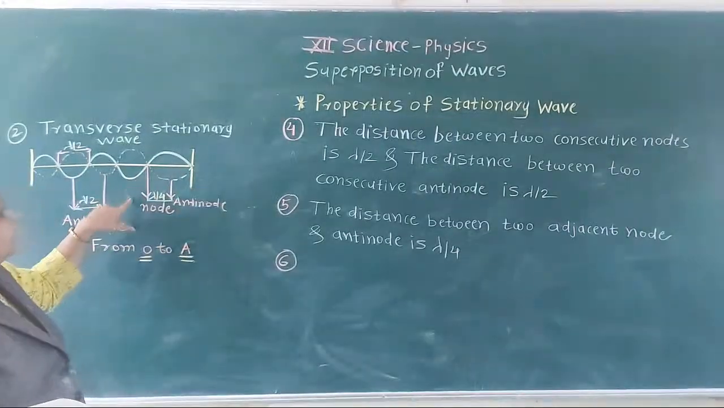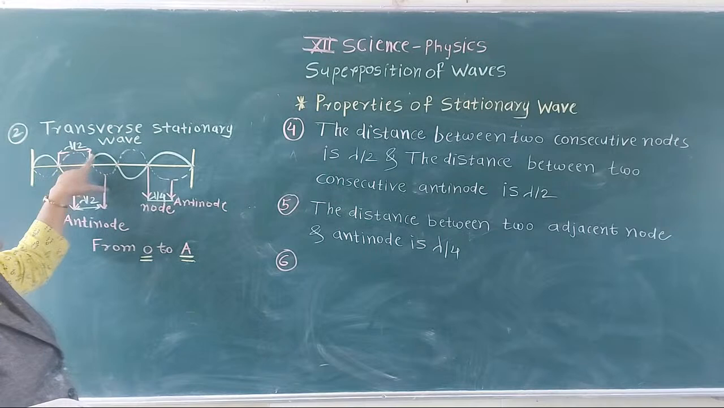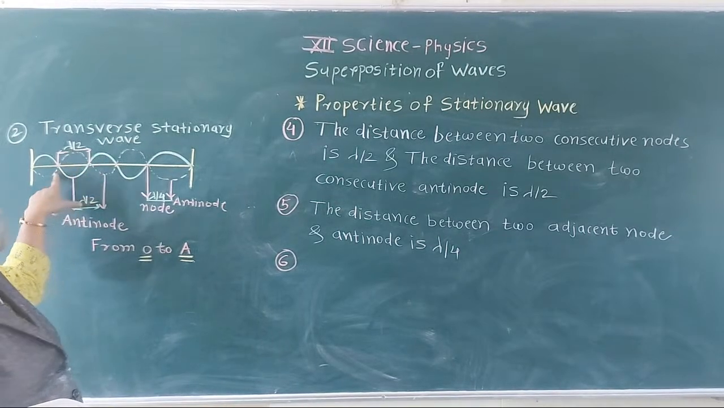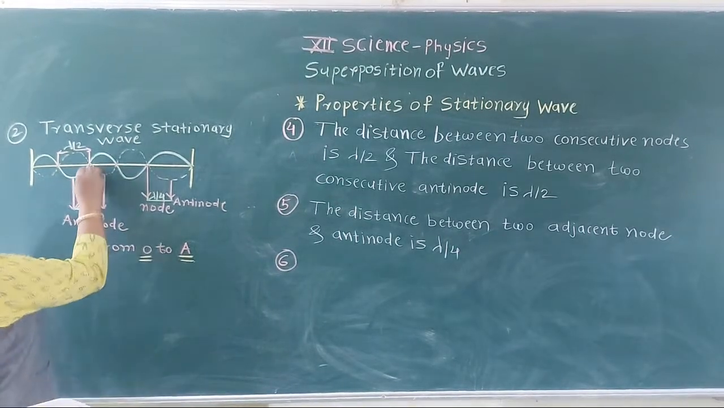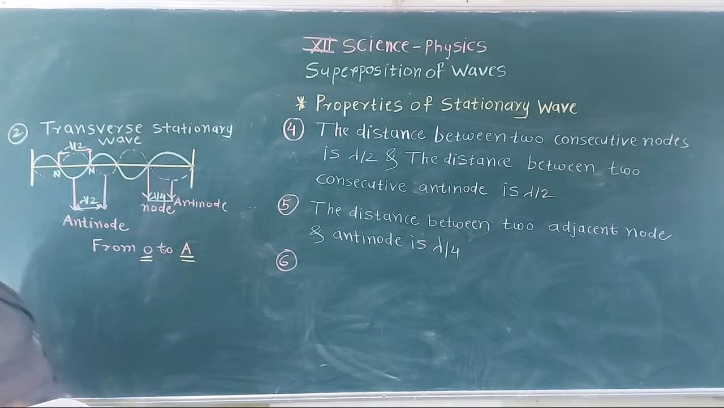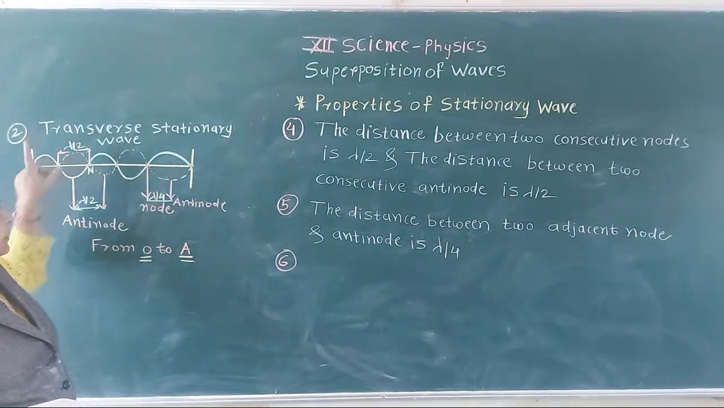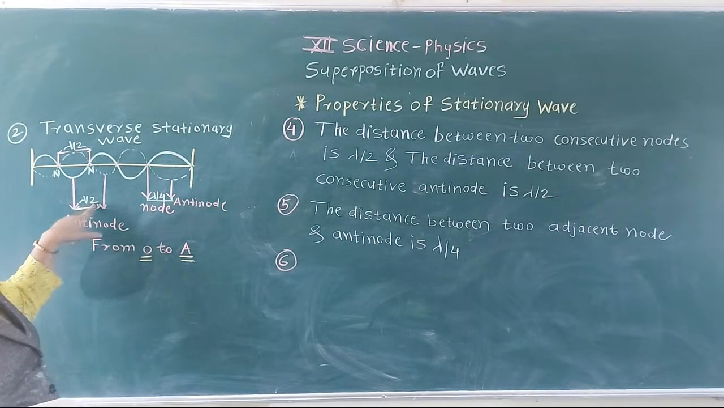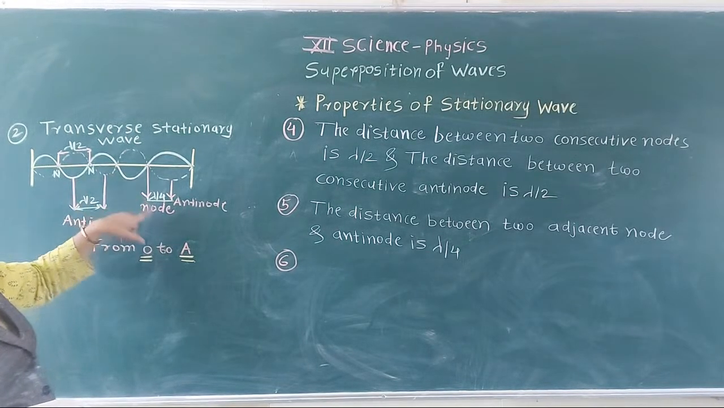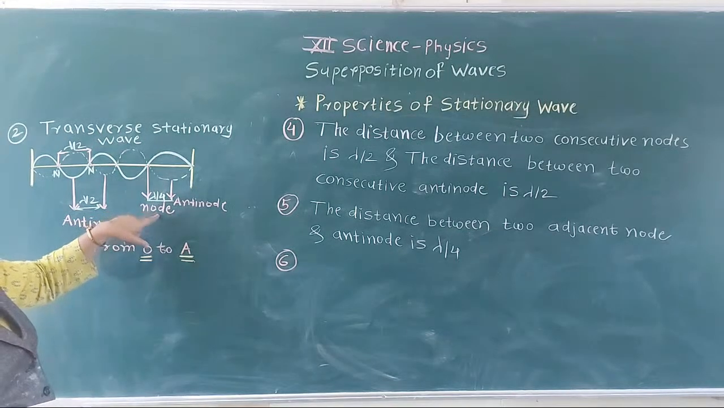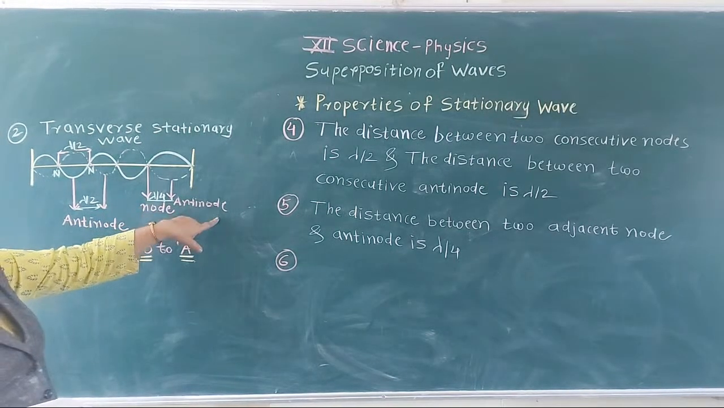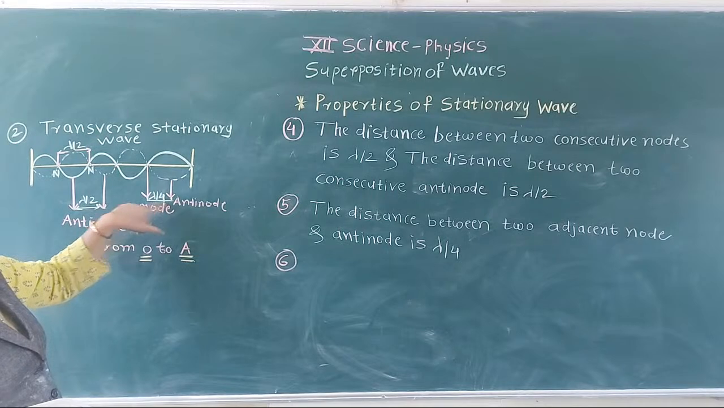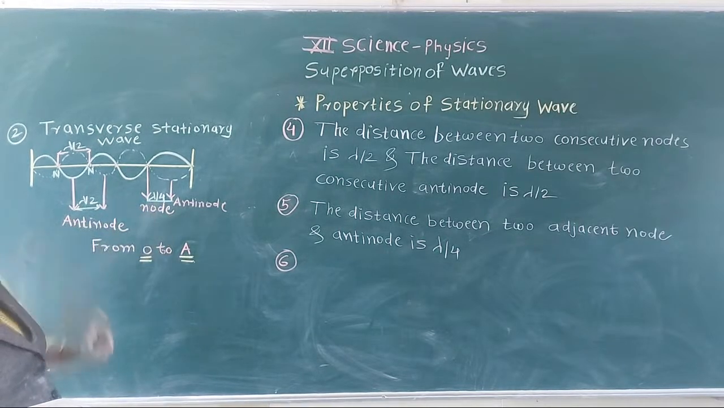So it is the fourth property. The distance between two consecutive nodes, this point is node, this point is node, is lambda by 2. And the distance between two consecutive antinodes is lambda by 2. The distance between the adjacent node and antinode is equal to lambda by 4. So it is the fifth property.